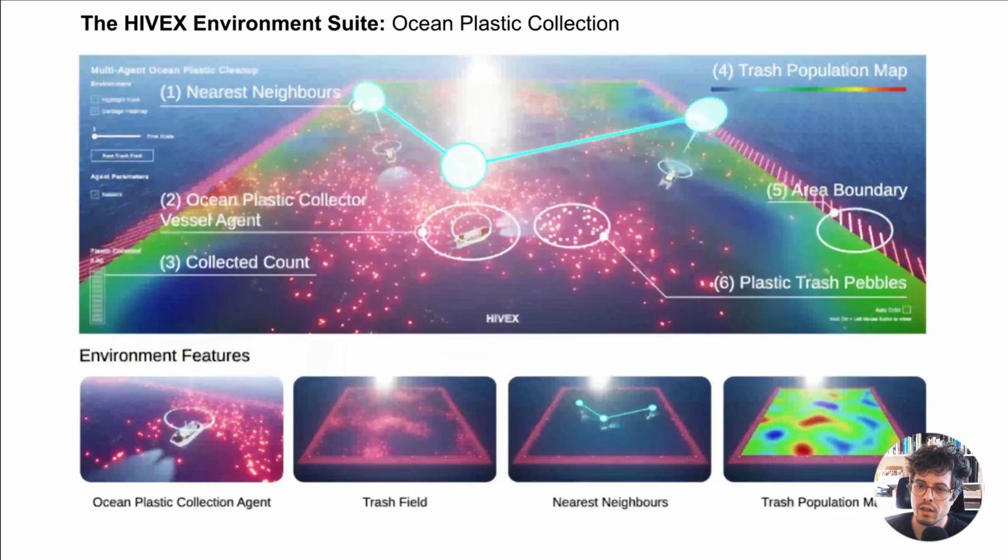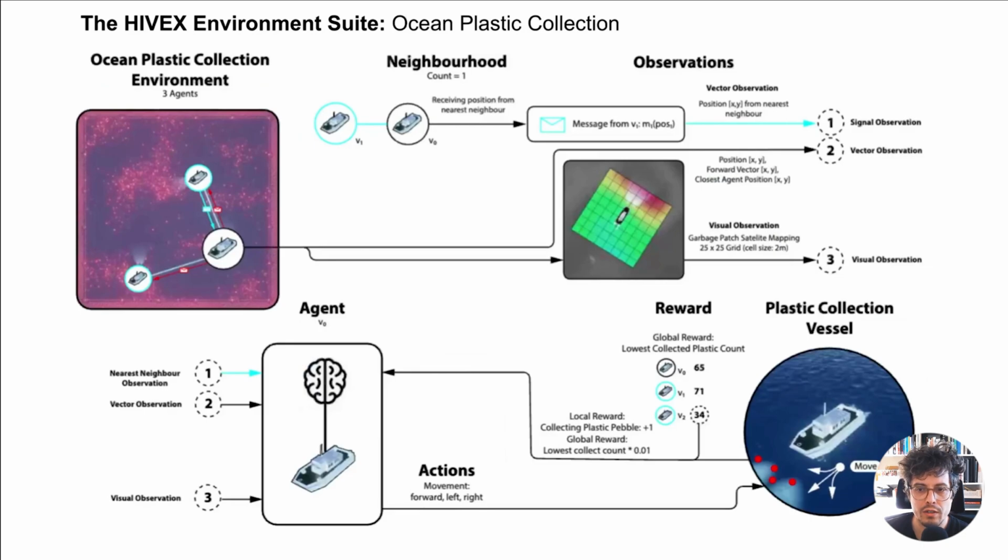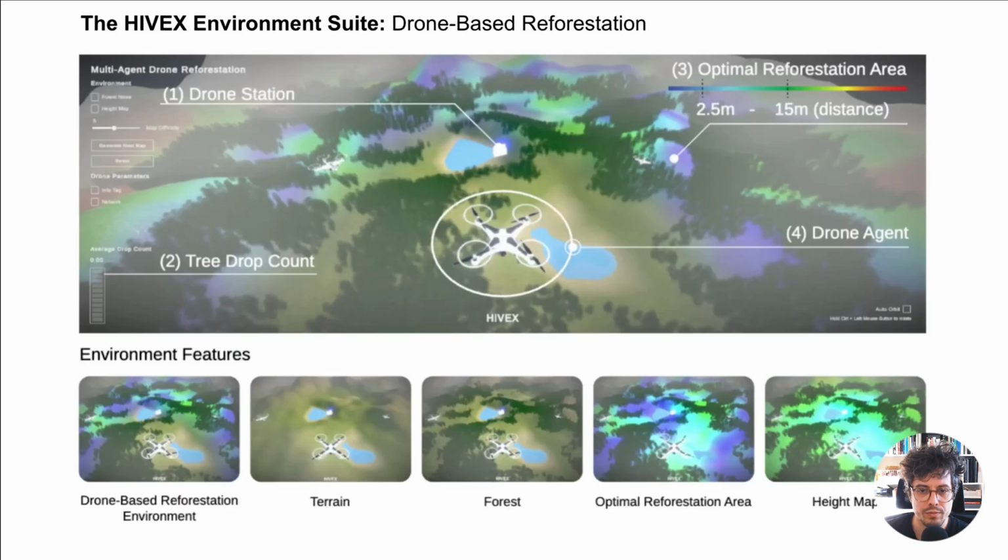Next is the environment ocean plastic collection, including a Perlin noise-based trash field and 3 agents, such as in the previous environment. This is also a collaborative setup. However, here we increase the observation space to also include visual observations, a grid that is moving with the plastic collection vessel. Additionally, agents observe vessel positions, forward direction, and closest agent position.